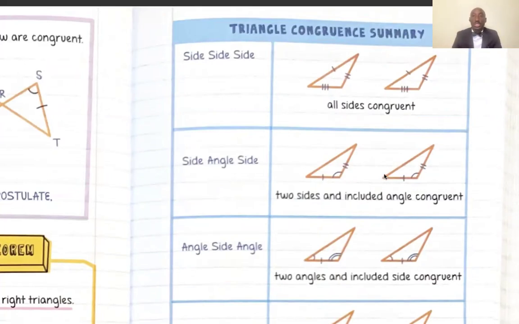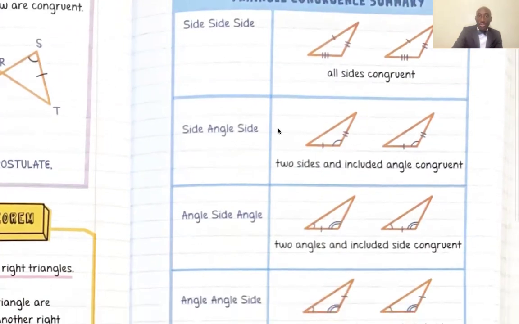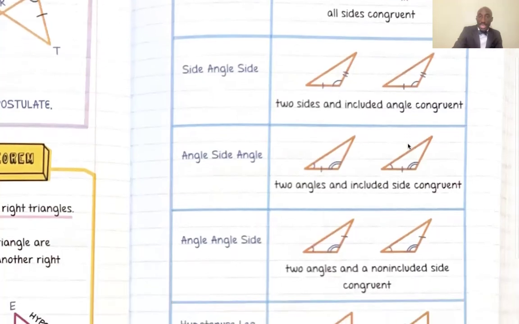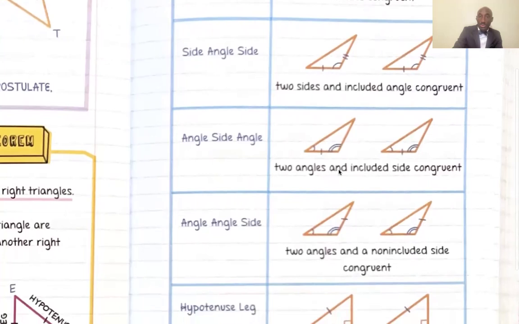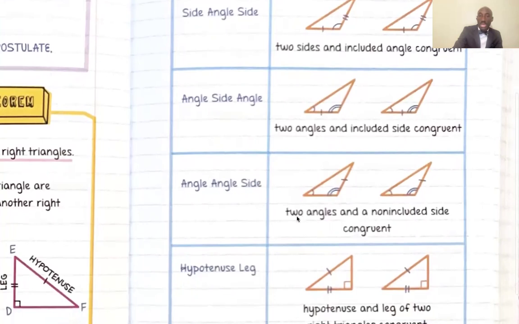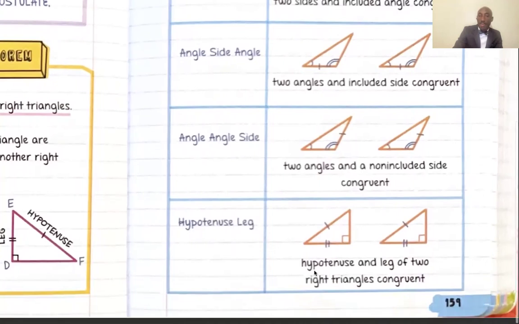Triangle congruence summary. All right. So as we land the plane, for side, side, side, all sides are congruent. For side, angle, side, two sides and an included angle are congruent. Angle, side, angle, two angles and an included side are congruent. Angle, angle, side, two angles and a non-included side congruent. Hypotenuse leg, hypotenuse and leg of two right triangles congruent.